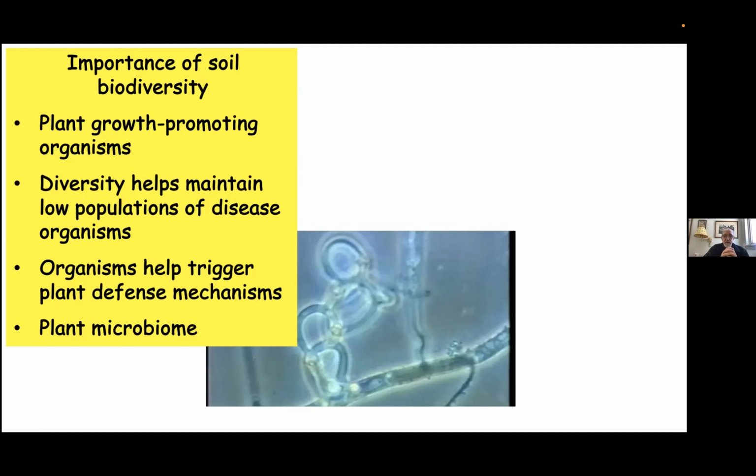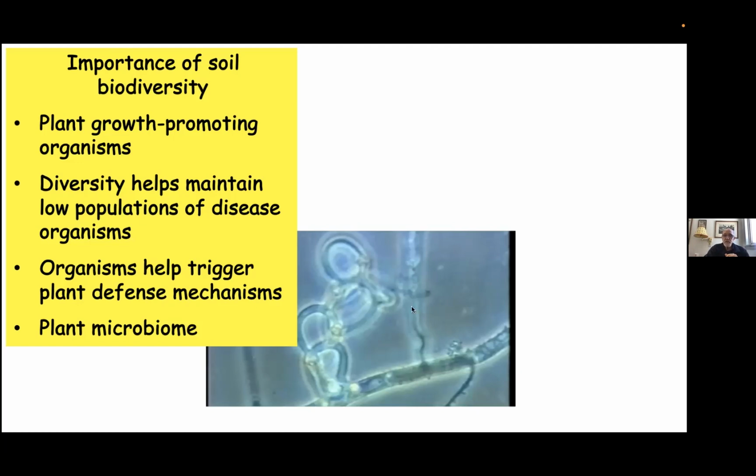Some organisms help to trigger plant defense mechanisms to help them protect themselves from insects and bacteria. And there's a whole, I don't have time to get into it, but that's a very, very interesting aspect of plants. They have defense mechanisms just like animals do, like we do. And there is a plant microbiome. There's been a lot of discussion recently, you know, I'm talking about the last decade or so, about the human microbiome, all these organisms that are living on site, outside on our skin and inside us. But plants have a microbiome too. And they have it on their roots, and they have it on their leaves too, and the stems.